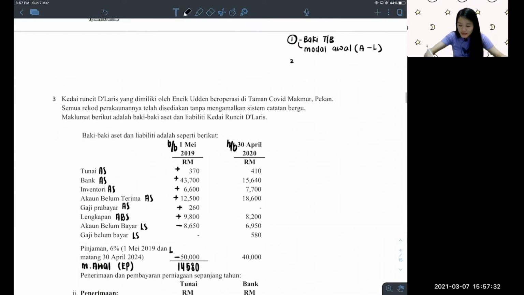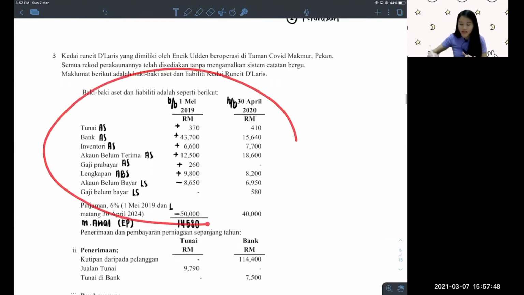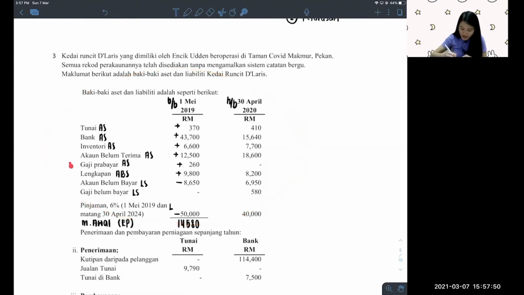Now, second step is to do pelarasan. But pelarasan, we have two types. The first type is hidden. The second type is from your maklumat tambahan, very direct. So I will suggest do the hidden one first because you guys will forget about it. So where is the hidden ones? Always from your baki awal. So do you see there is a gaji prabayar?